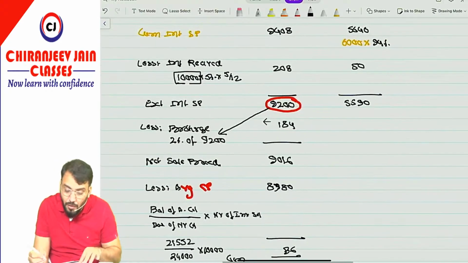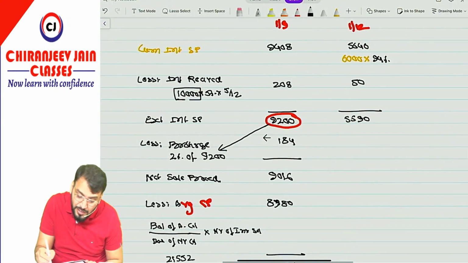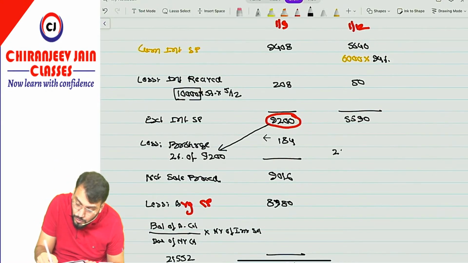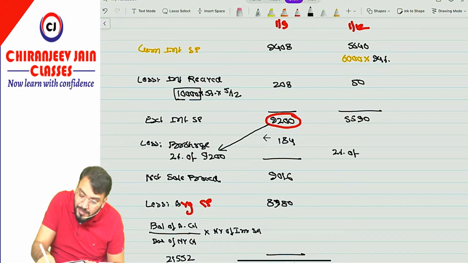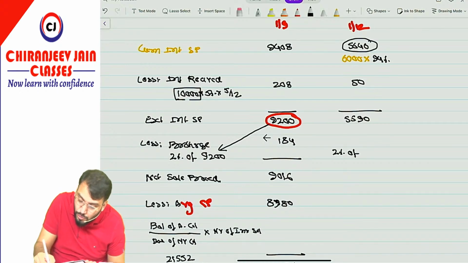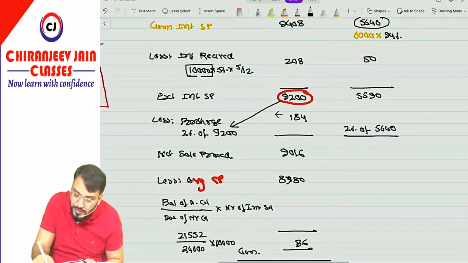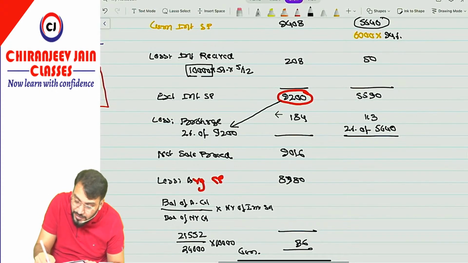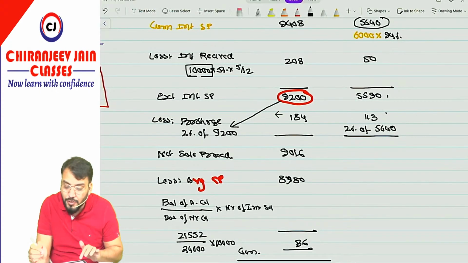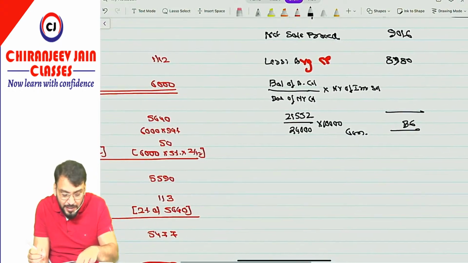Correct. Now on this, brokerage will be calculated on 2% of what? Of contract price, and contract price is the cum interest quotation. Calculate 2% of 5640. As per my calculation it is 113. So what is the net sale proceeds? Net sale proceeds means this minus this. So 5590 minus 113 is 5477.